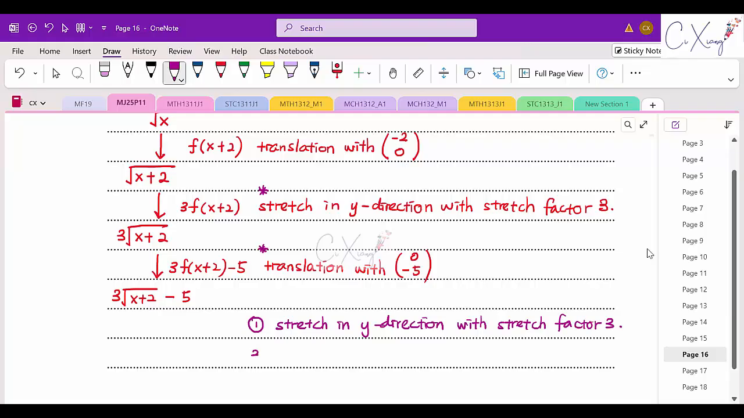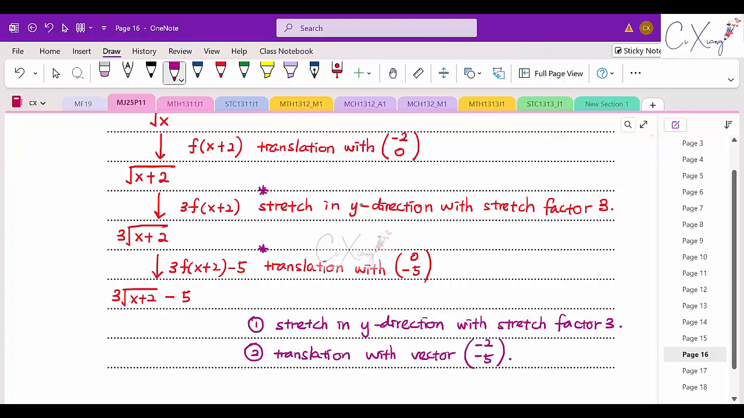Then after that, you combine both translations together. So you can say a translation with the vector of (-2, -5). If you combine x and y together in the translation, this is what your final answer looks like. If you want to combine, you can combine it in this way. You cannot put a translation before the stretch.